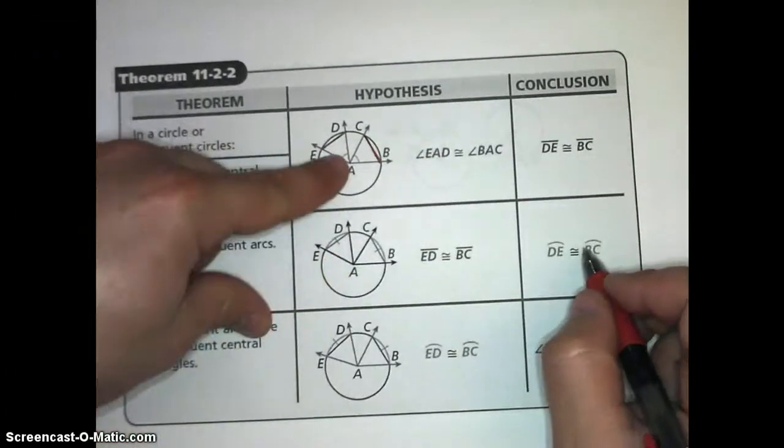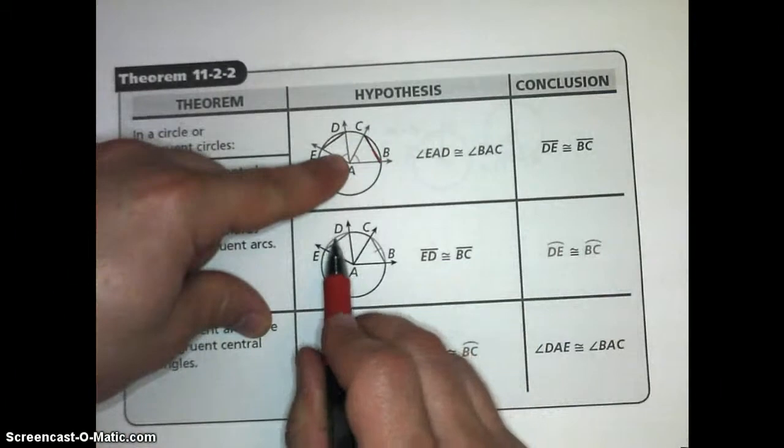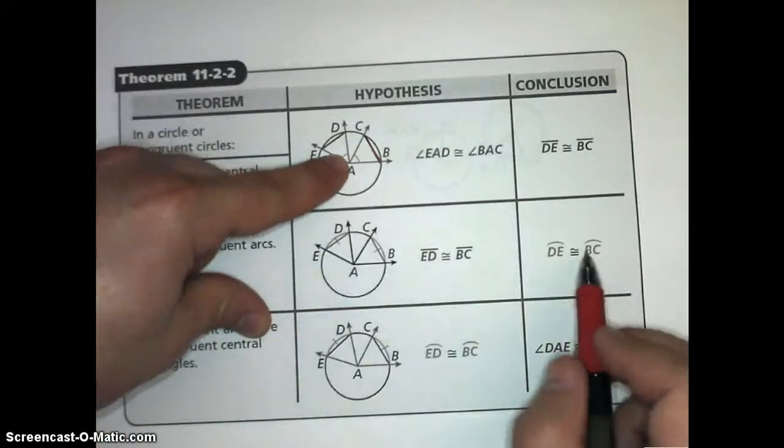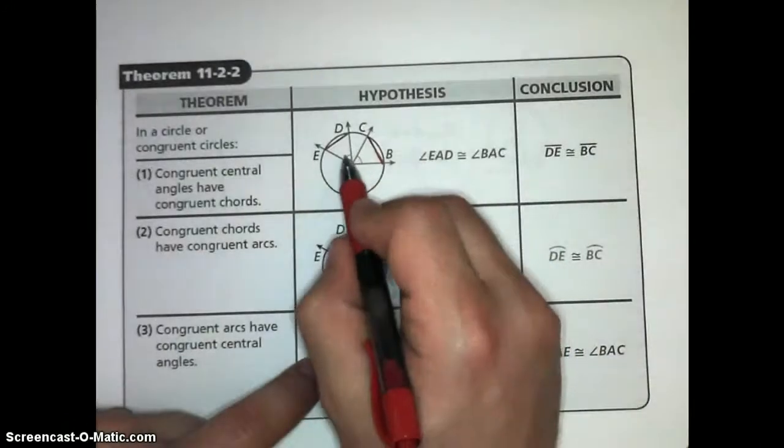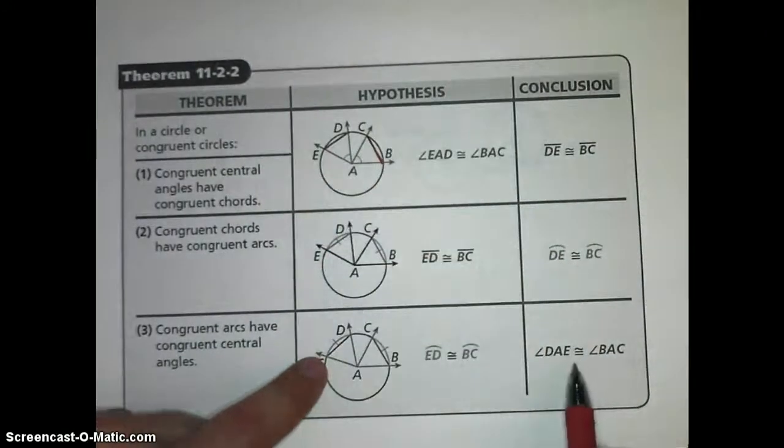So if I know they're congruent angles, that tells me they have congruent chords, and if they have congruent chords, that tells me they have congruent arcs. So I can say that if I have congruent arcs, then the central angles are also congruent.